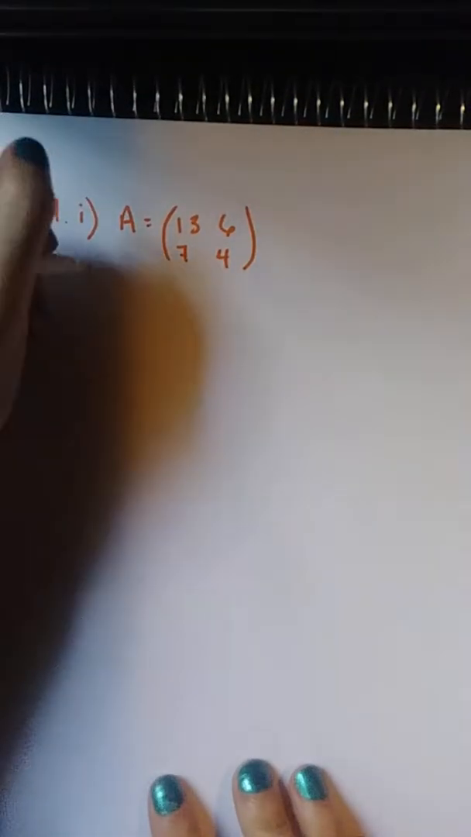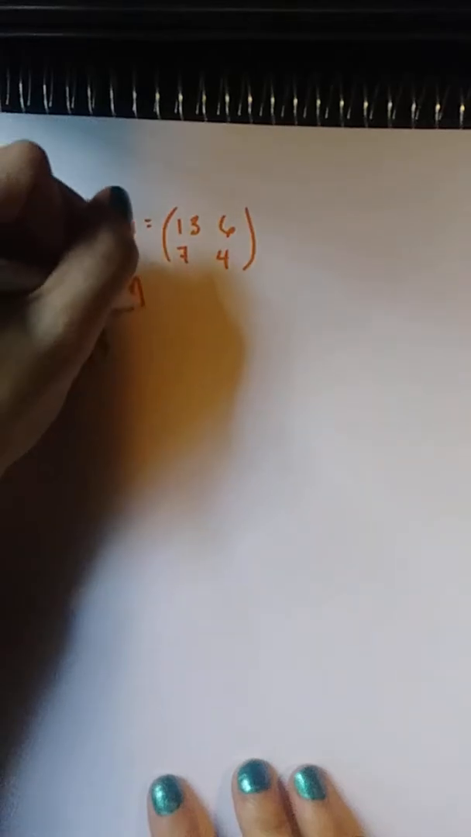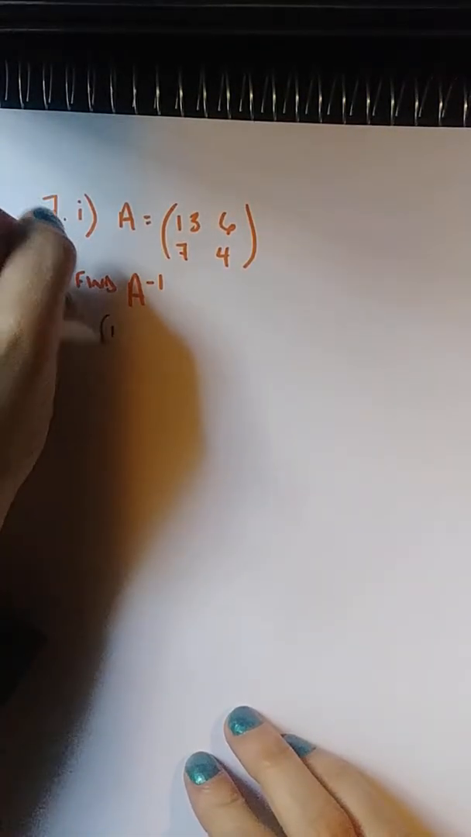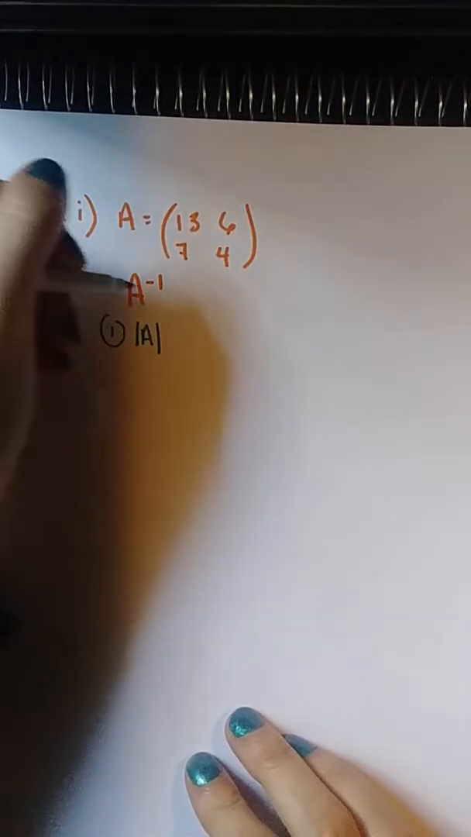Okay, we're going to do question 7 from our matrices review. Question 7, part I, says given that matrix A is 13, 6, 7, 4, it wants us to find our inverse. So our first step to find our inverse is going to be to find our determinant. So we need the determinant of A.